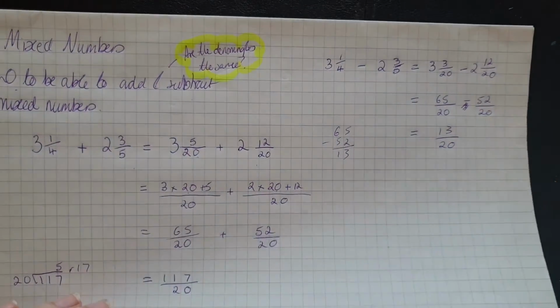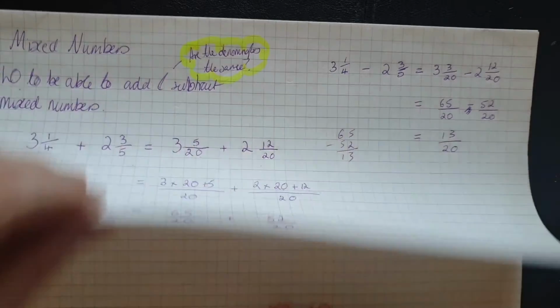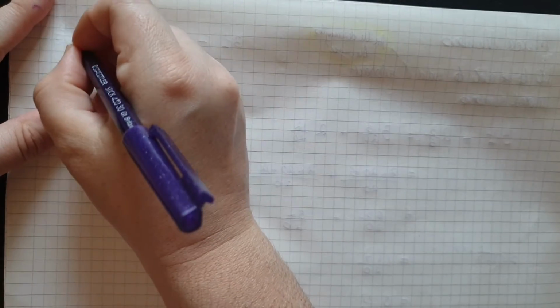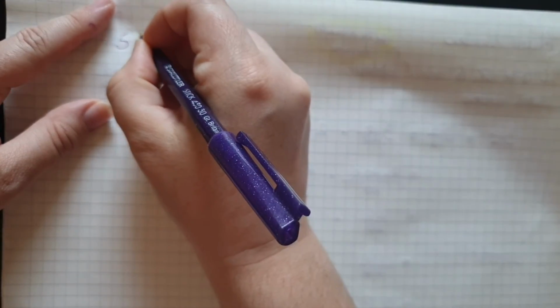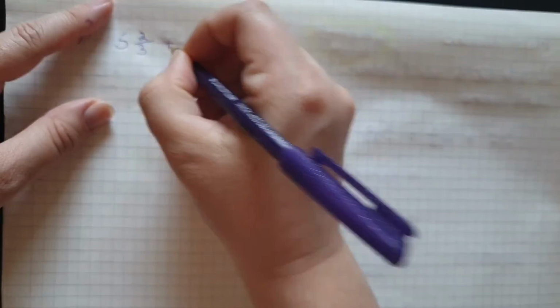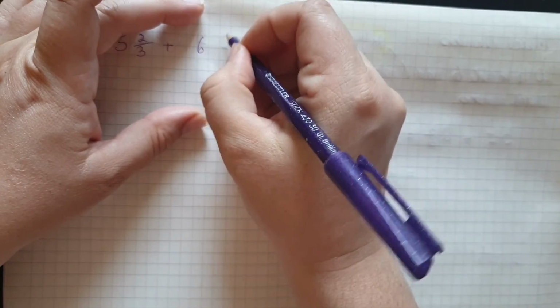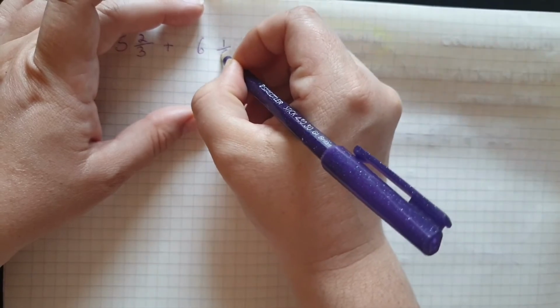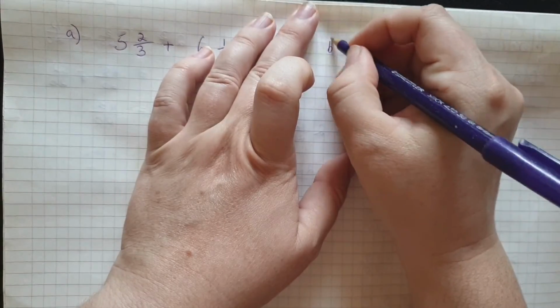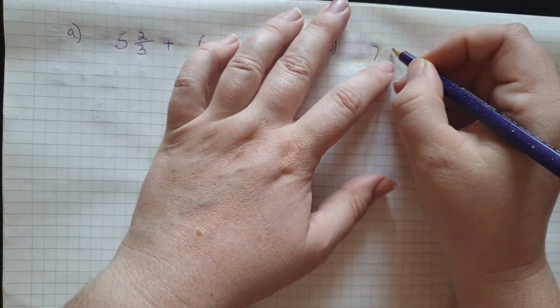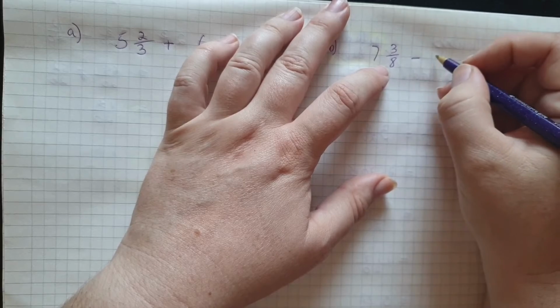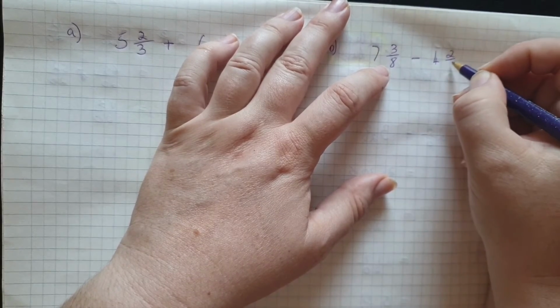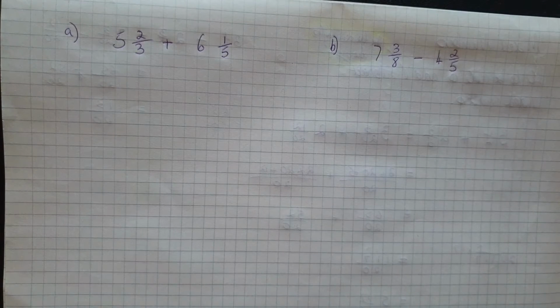As ever, have a go at the following two, pause the video and then check back in. So, your two questions are question A, 5 2/3 plus 6 1/5, and B, 7 3/8 minus 4 2/5. Pause the video, work through the questions, then check back in.